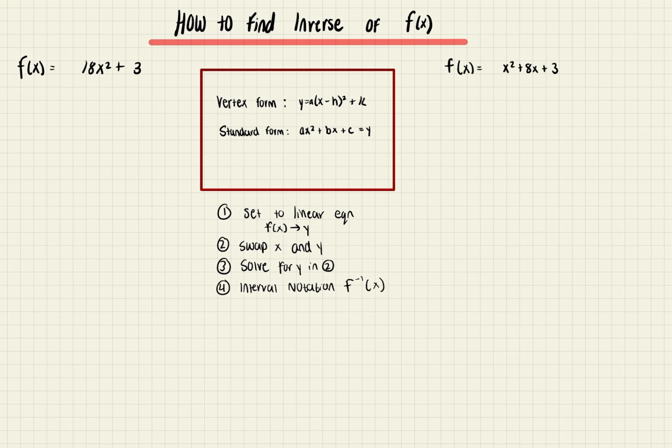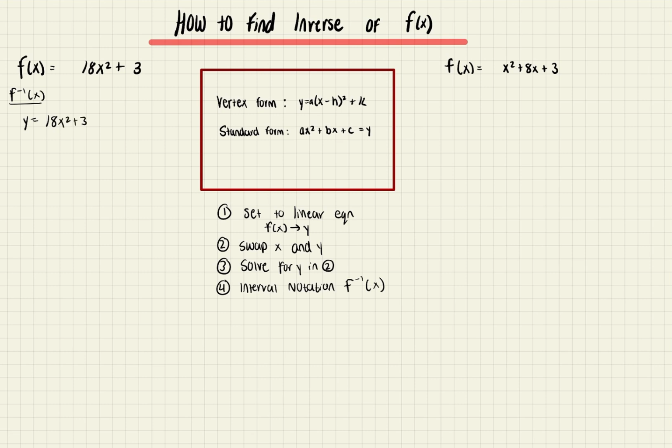Okay, so let's get started on the first example. Here we have f of x is equal to 18x squared plus 3. And I wanted to find the inverse. So to find the inverse, let's go ahead and follow our steps. So step 1 says set f of x equal to y. So y is equal to 18x squared plus 3.